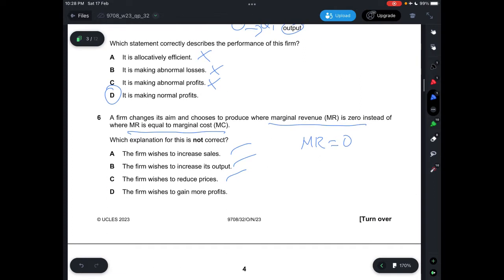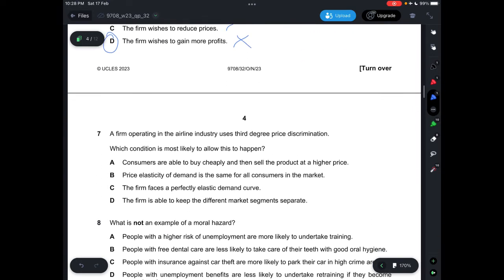And then D says the firm wishes to gain more profits, which is incorrect. If the firm wishes to gain more profits, they will be producing at a point where MC equals MR rather than producing at a point where MR equals 0. Therefore, answer is D. Question 7.